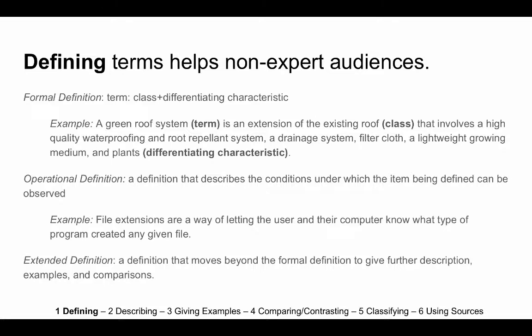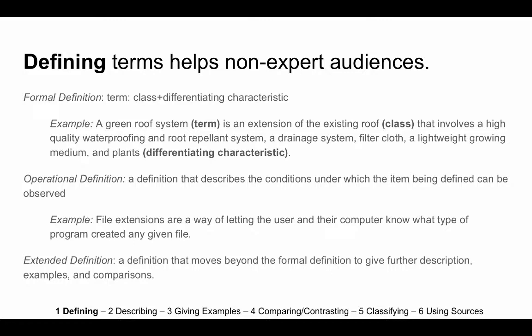There are a few ways to define. A formal definition will include the term, so look at the example, a green roof system, followed by the class or category to which it belongs. So a green roof system is an extension of the existing roof. So the class or the category is extensions of existing roofs. Within that category, there is one item called a green roof system.